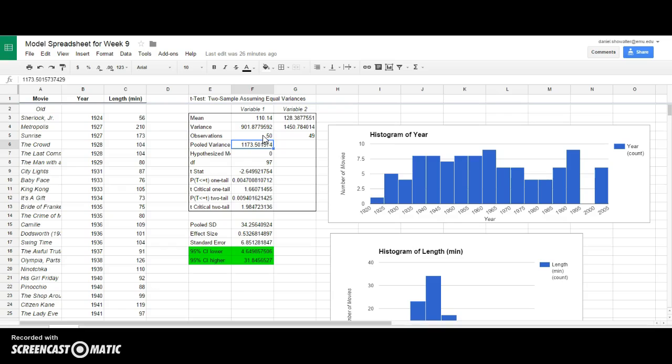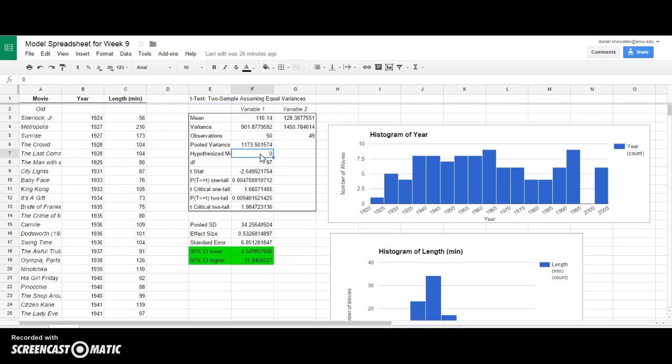This pooled variance is what you should have used later on, not these two. There's an elaborate formula that combines these two to give you the pooled variance, but I think that's beyond the scope of this course. So really, this is what I wanted you to deal with.